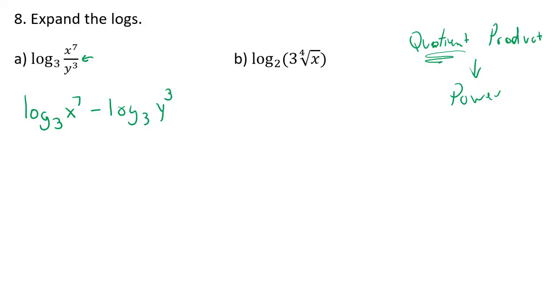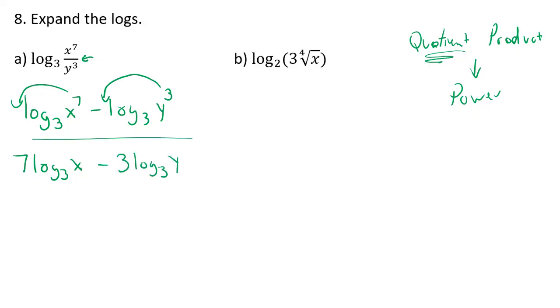And now I'm going to apply the power rule by moving my exponents to the front of the log. So I have 7 log base 3 of x minus 3 log base 3 of y. And I've expanded the log. Part B.